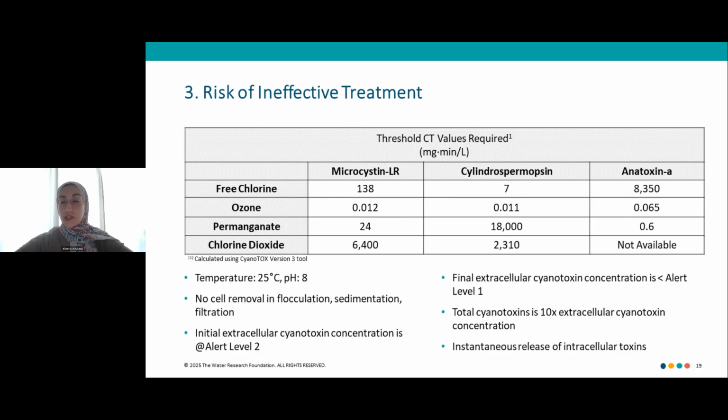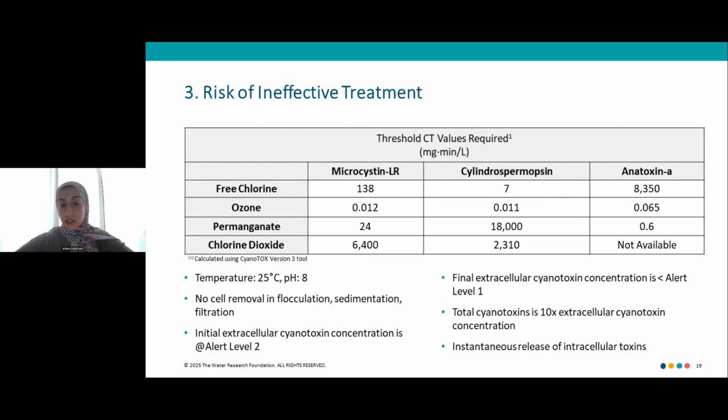However, we had a lot of assumptions in order to reach that CT value. First, we were assuming the worst case scenario when it comes to conditions. So we are talking about pH 8 and temperature 25, which is a high temperature corresponding to a higher risk of bloom. And then we have an assumption of what if our conventional treatment cannot remove the cells.